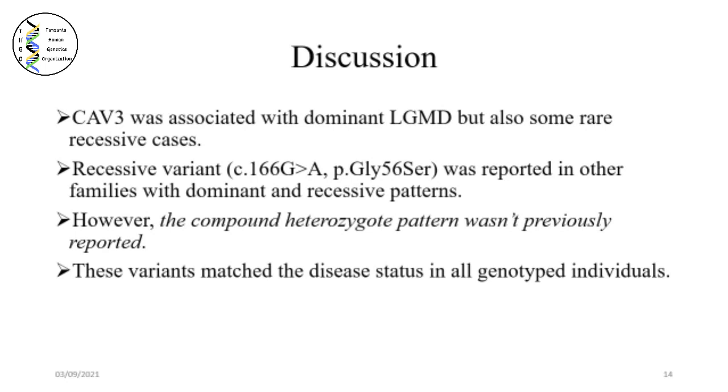CAV3 was associated with dominant limb-girdle muscular dystrophy, but some rare cases of recessive pattern were shown. The recessive variant was located at c.166, a G to A change, leading to a glycine to serine change at position 56. It was reported in other families with dominant and recessive patterns. However, the compound heterozygote pattern wasn't previously reported. This variant matched the disease status in all genotyped individuals.